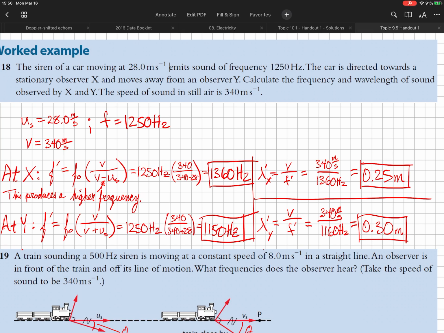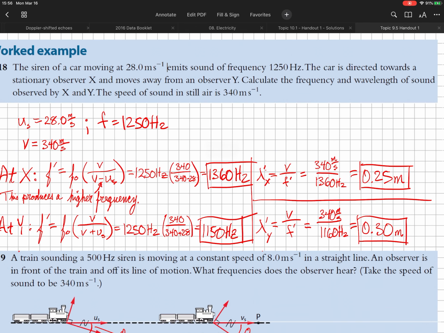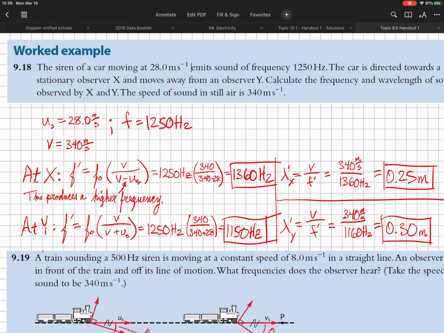While it's moving, it is emitting a sound of 1,250 hertz. This car is moving toward a stationary observer, who we will call observer X, and away from an observer Y. So we need to calculate the frequency and wavelength of sound observed by both observers. And the speed of sound in still air is generally about 340 meters per second, although that can vary with temperature quite a lot. So they give it to us here. For other problems, if it's not given, you should just assume that it's 340 meters per second.